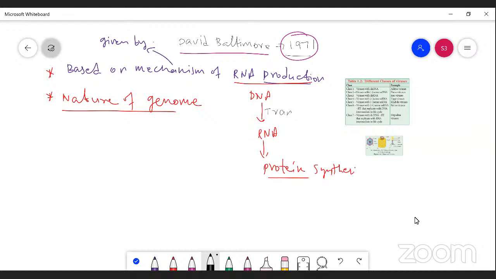The first point is classification based on the mechanism of RNA production. How is RNA produced? DNA is converted to RNA, which is transcription. RNA is converted to protein, which is translation. Again, RNA is reconverted to DNA, a double-stranded helix structure, from the single-stranded RNA. This process is called reverse transcription.